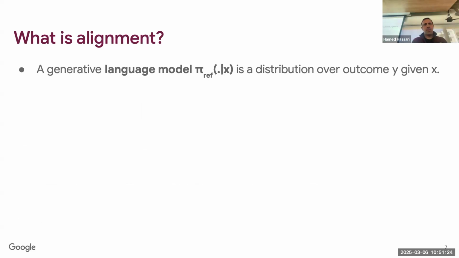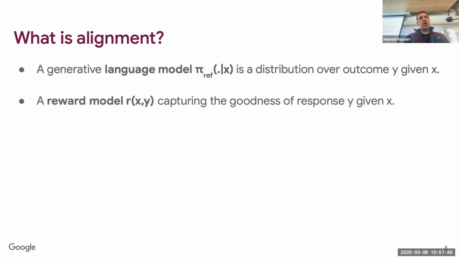So what is alignment? A generative language model is a probability distribution over responses. We call this pi-ref, a distribution over any response that you can generate, given some query, like "tell me how to make it." Then we have a reward model, which captures whether or not this response is good. Ahmad talked about jailbreaking judges, which decide whether or not a jailbreak happens. You can negate that and say this is how safe I am. If the jailbreak doesn't happen, I get a reward of 1. If a jailbreak does happen, I get a reward of 0.